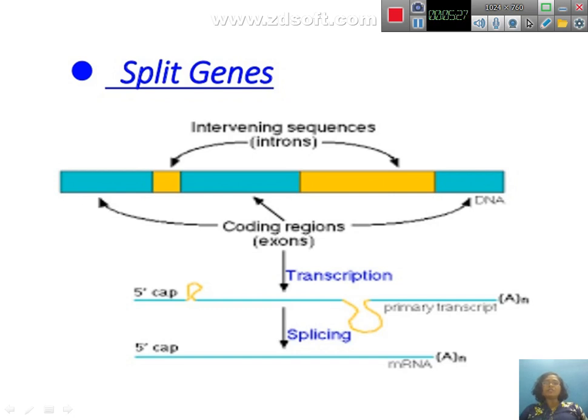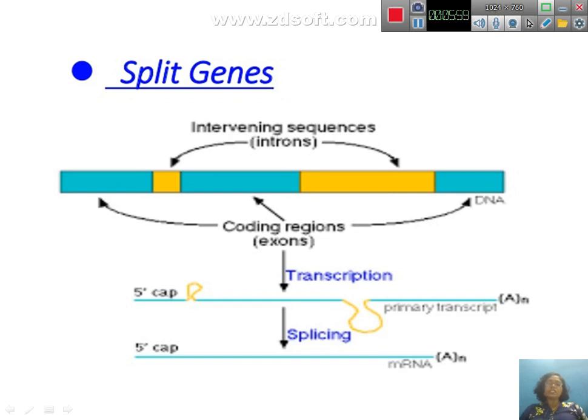So what happens when it undergoes a transcription process? Usually the entire DNA undergoes transcription, but these introns get looped out. You observe in this diagram that the introns are looping out. So this is your pre-transcript, which contains the regions of the introns as well as the exons. Now after that the splicing of the introns takes place.